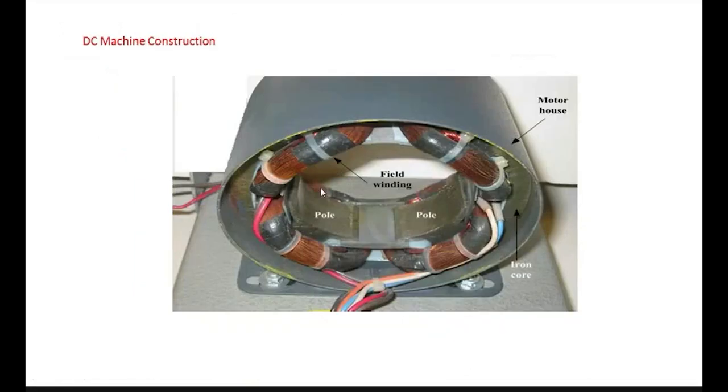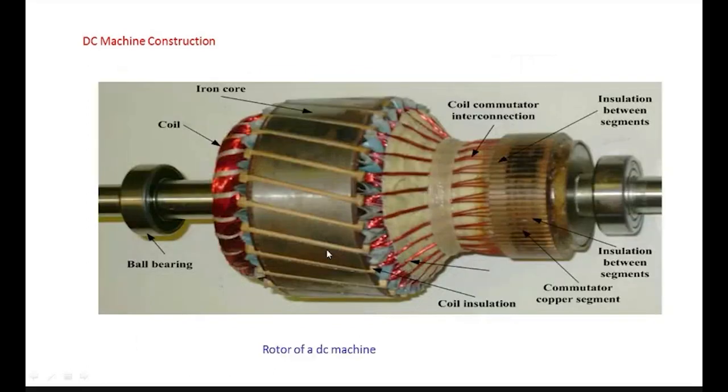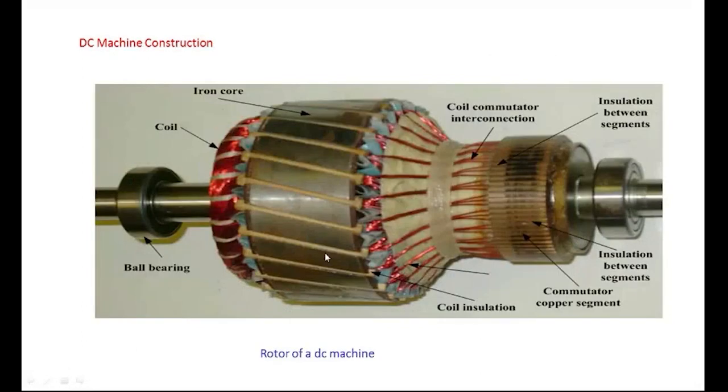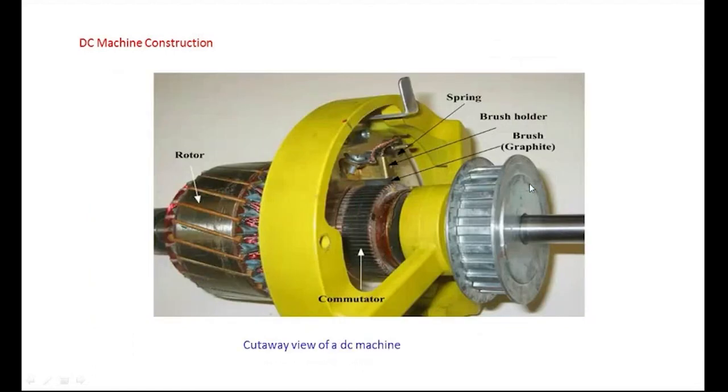This is a pictorial representation of the four-pole stator part only. Here, in the four-pole machine, four field winding coils are there. Pole core and pole shoe are there. This is the armature winding, commutator, and bearings, ball bearings on both sides. Here the brushing arrangements are there. Cut sectional view of DC machine. This is the inner cooling fan.